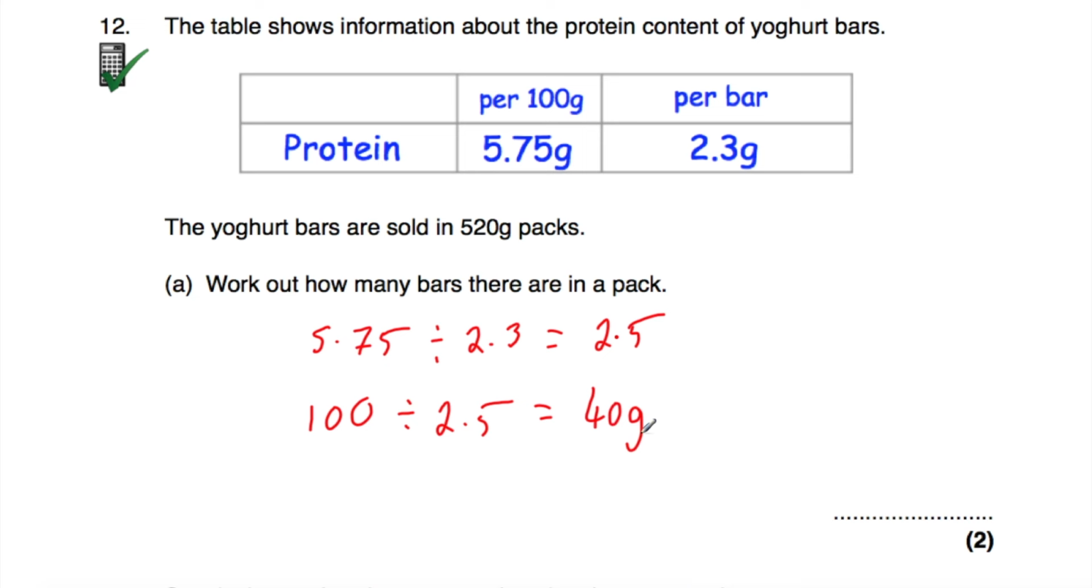This is fantastic because we know how heavy each bar is, and we know that the yogurt bars are sold in 520 gram packs. If we take the 520 and divide that by 40, that'll tell us how many yogurt bars there are in this 520 gram pack. So 520 divided by 40 is equal to 13. So that means there's 13 bars in that pack, and that's it.